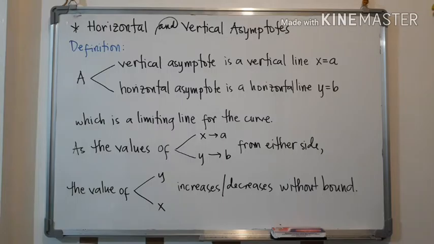Similarly, a horizontal asymptote is a horizontal line y equals b, which is a limiting line for the curve. As the values of y approach b from either side, the value of x increases or decreases without bound.